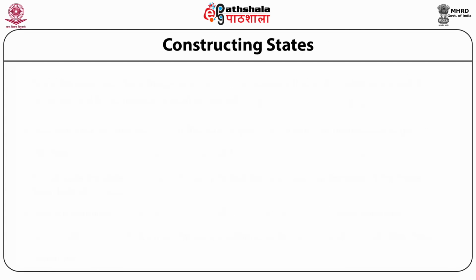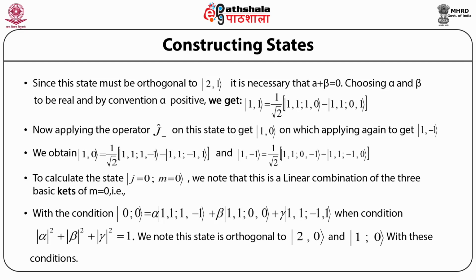Constructing states. Now, since the state must be orthogonal to the ket vector 2 1, it is necessary that alpha plus beta should go to 0. Now, if we choose alpha and beta to be real, and by convention we make alpha positive, we get the ket vector 1 1 equal to 1 upon root 2 times (ket vector 1 1 1 0 minus ket vector 1 1 0 1).